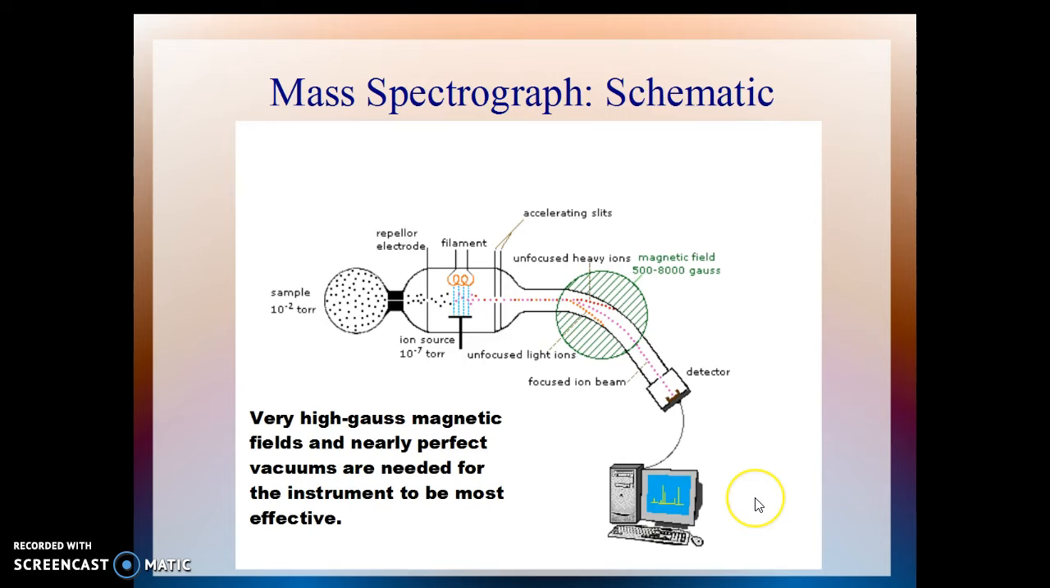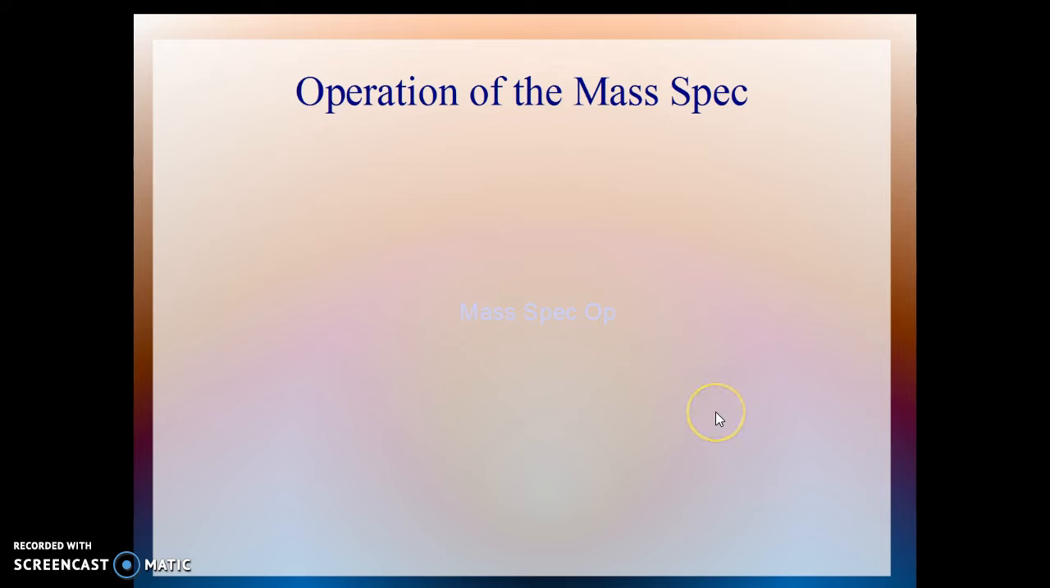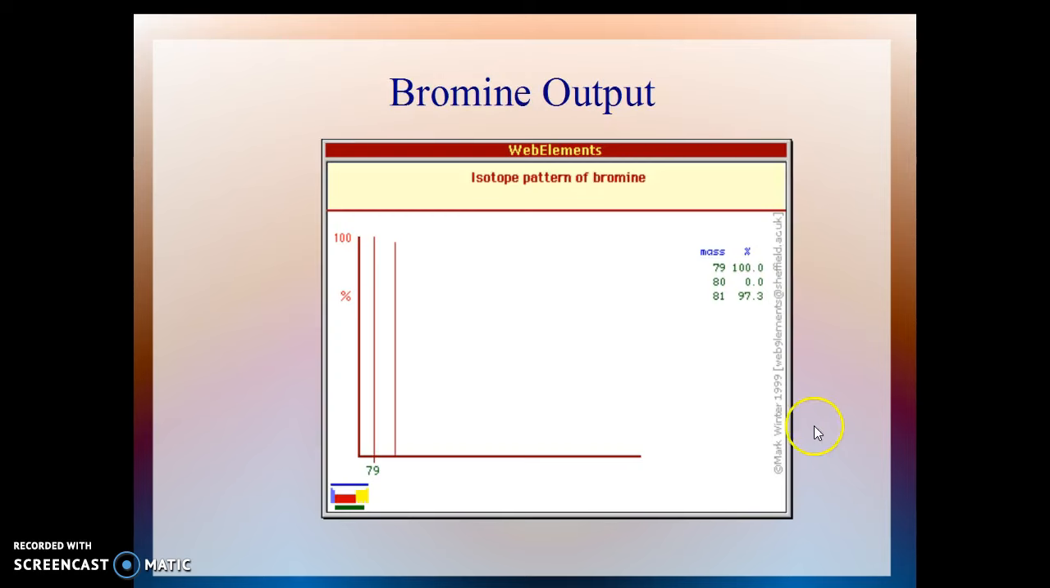And I think you can see that that's how we affect a separation and get an idea of the relationship between the mass and the number of isotopes by counting the number of strikes. We won't give you the mass spec op. You can look that up on the internet. But this is the typical pattern that we see in this case for our old friend bromine.